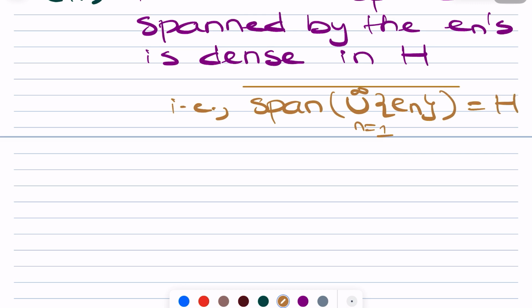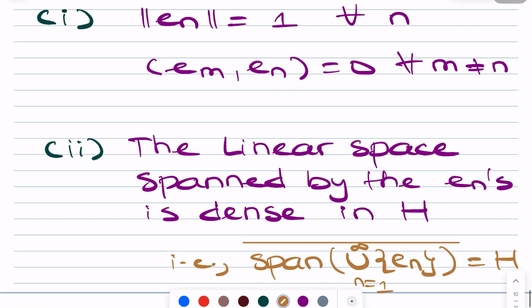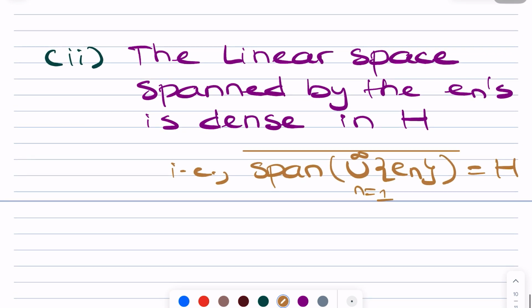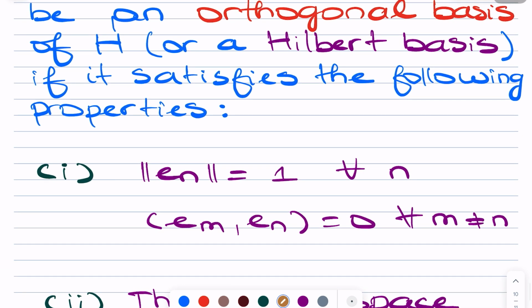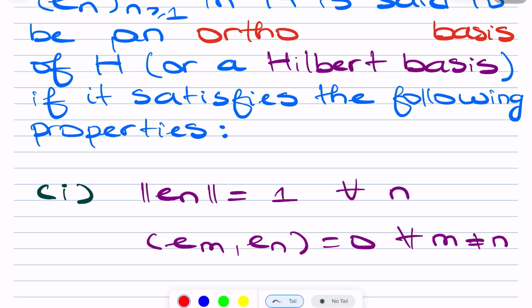Okay, so if 1 and 2 are fulfilled, then we say that e_n is an orthonormal basis. Oops, I wrote orthogonal instead of orthonormal, because the orthonormality occurs here, the norm is equal to 1, so sorry for that. An orthonormal basis. Okay, good.